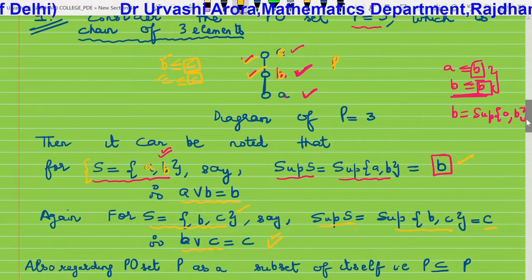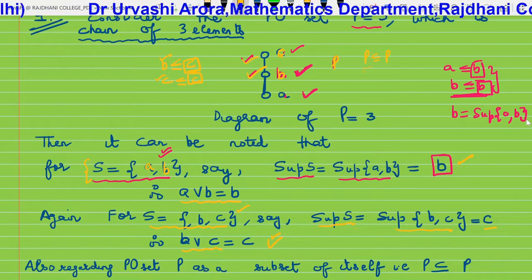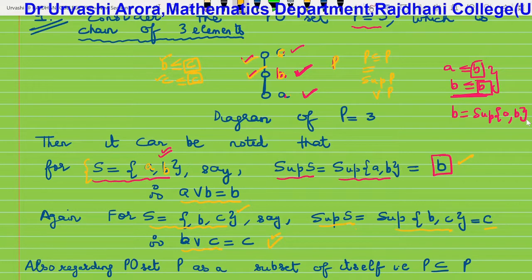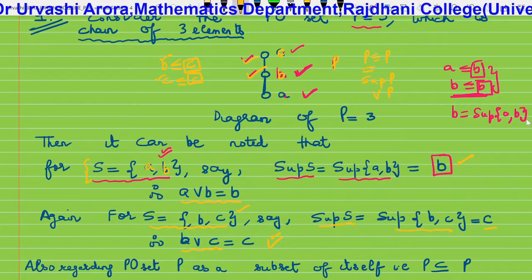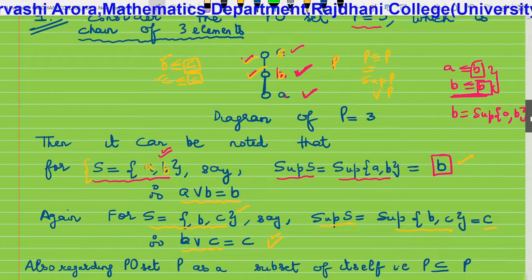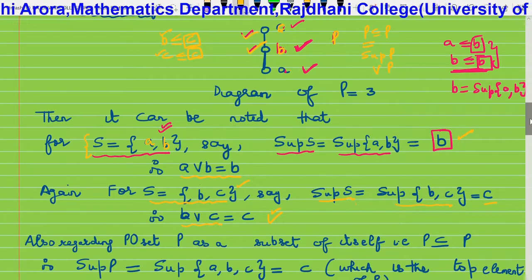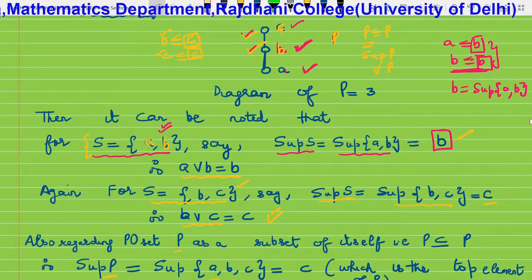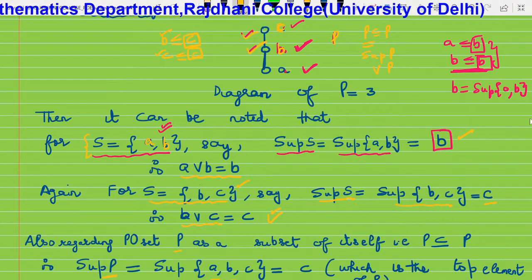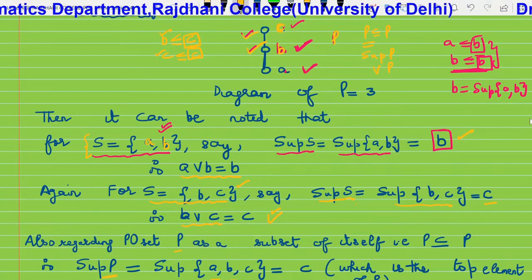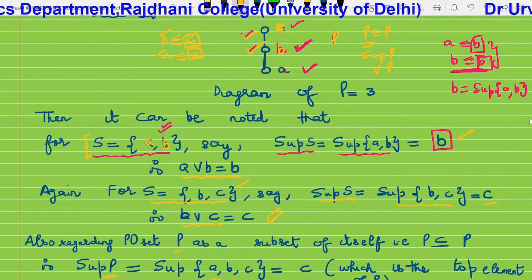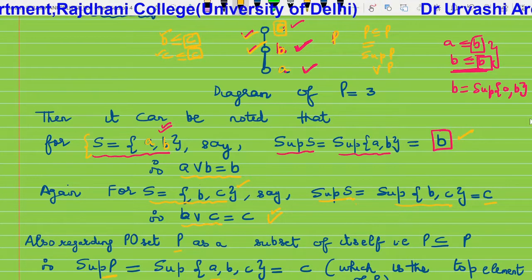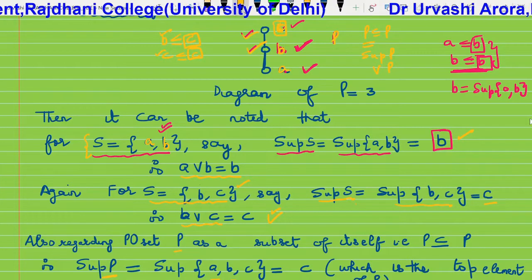But if you regard P as a subset of itself, then if I want to find the supremum of P, or the join of P, whether it exists or not, this means that the join of P should be that element of P such that all the elements of P are less than it. Now P consists of the elements A, B and C, and that particular element is C, because A is less than or equal to C, B is less than or equal to C, and C is less than or equal to C by reflexivity.